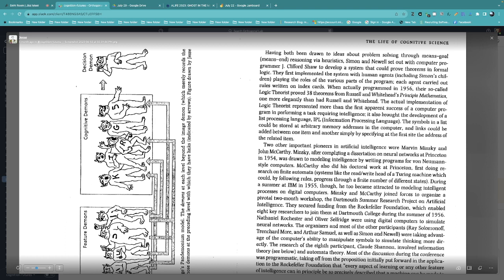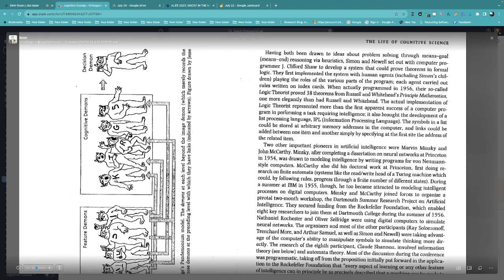The reason they called it artificial intelligence was because they were trying to model this system of demons that you see here on the left. They were basically trying to figure out what the process was for cognitive processing, how cognition works, and then model that with an artificial system.